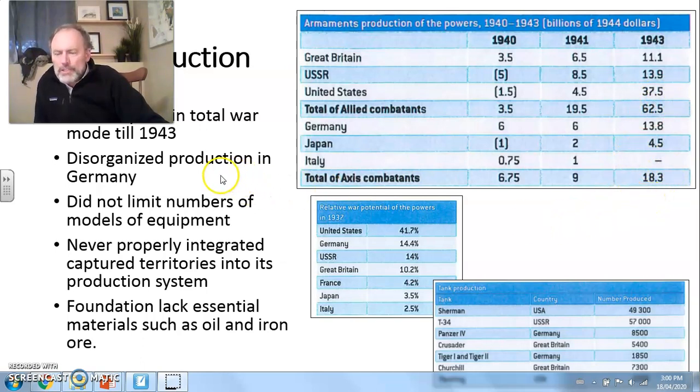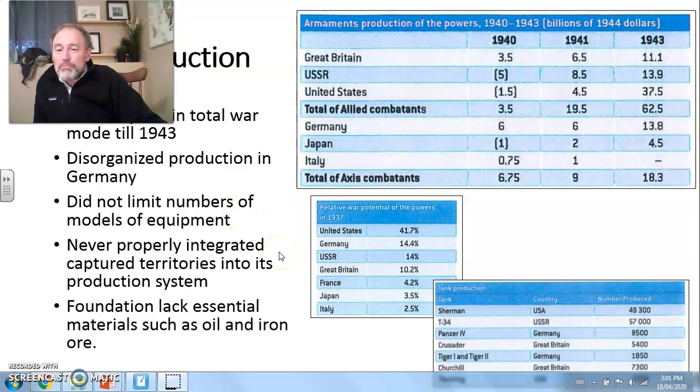Other things you can see is that Germany had disorganized production, lots of models and makes, not the huge factories producing just one type of, say, vehicle as they did in the United States, where they had a huge number of Sherman tanks, or in Russia where they focused on just a couple types of tanks. And that's another problem that we talk about, the models of equipment.